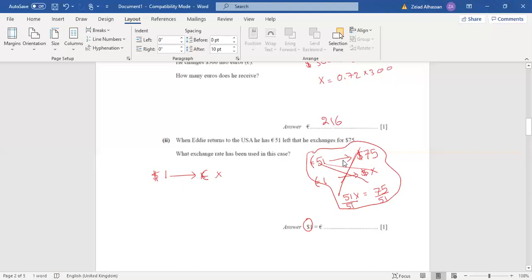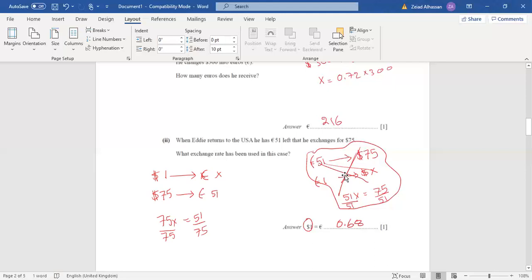Whereas the $75, always dollar under dollar and euro under euro, 51 euro. We cross multiply. 75x equals 51, so x equals 51 divided by 75, which equals 0.68.